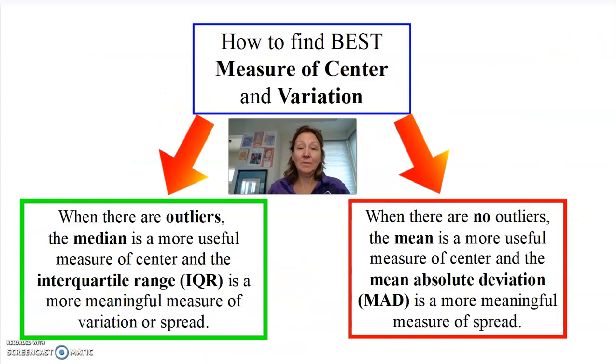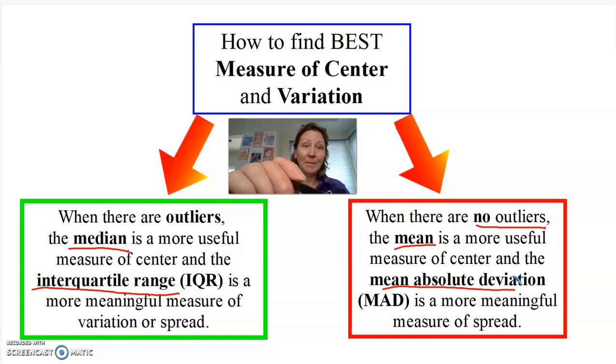Okay, so now to find the best measure of center and the best measure of variation, there are some rules that we use. One of them is when there are outliers, the median is better and the interquartile range is better. That's because, remember, outliers affect the mean. So if there are no outliers, you're going to use the mean and the MAD. Okay, so that has to do with outliers, but then we also choose the best measure of center and variation based on the shape.